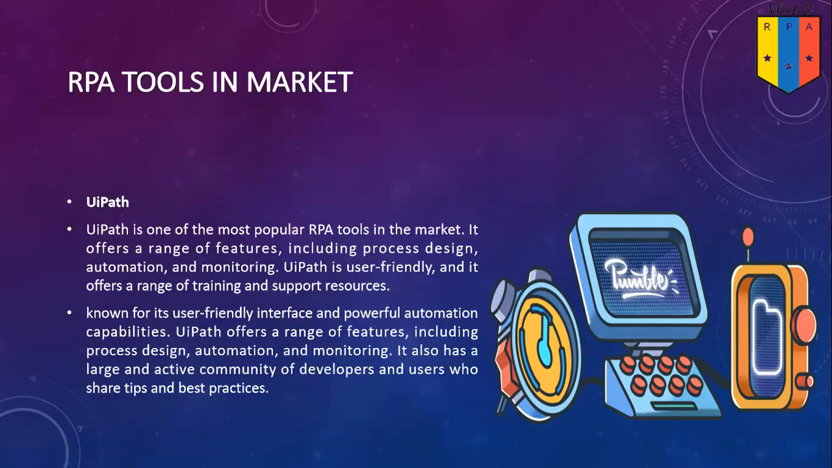So first is UiPath. UiPath is the number one RPA tool in the market. Most of the companies use the UiPath tool. It is easy to learn, right? It is easy to automate the processes using UiPath. It is very user friendly, right? And good capabilities. And it has a large community of developers.